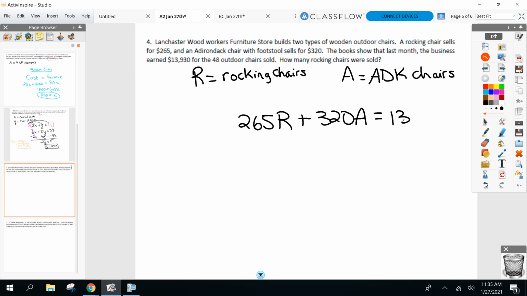$13,930. There you go. Have you ever made yourself one of these chairs, Hunter? I feel like you'd be pretty good at that. No, I haven't tried. No, you haven't whittled one out? Yeah. All right. I feel like you'd be pretty good at that. You're the type.